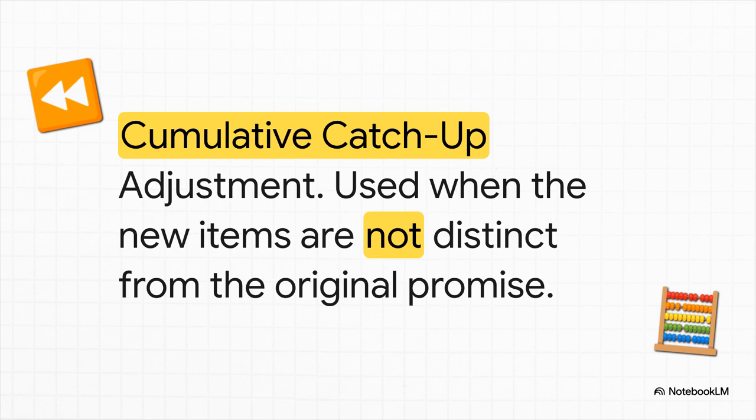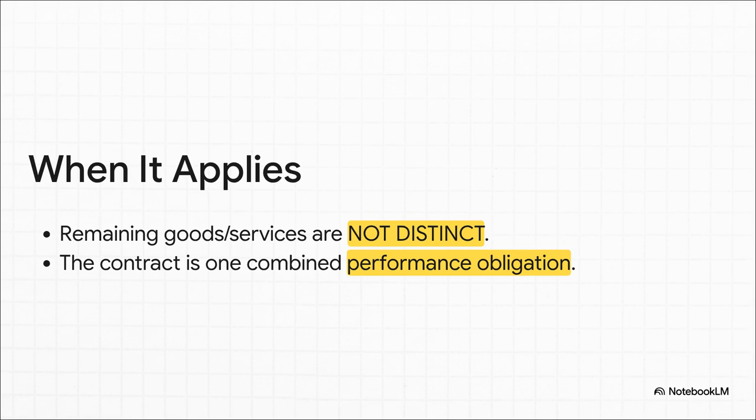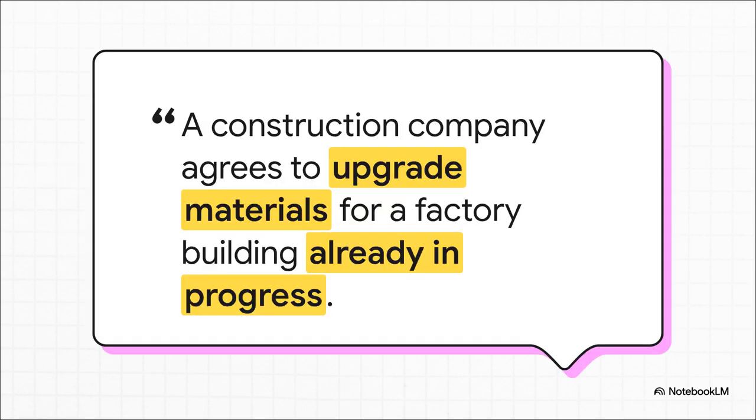Well, that sends us down a totally different road. And yeah, it gets a little more complicated. This is for when the change isn't really adding something new, it's just changing the original thing you promised to do. The old stuff and the new stuff are so tangled up that they really just become one single performance obligation. Think about it like this: upgrading materials on a building that's halfway built. That upgrade isn't a separate product. It's now part of the one factory you promised to build.